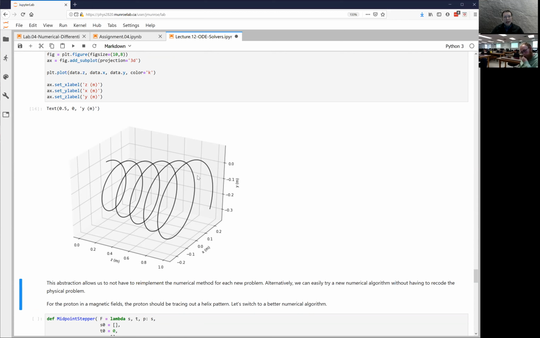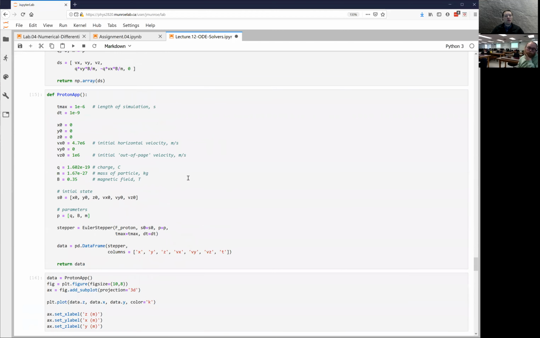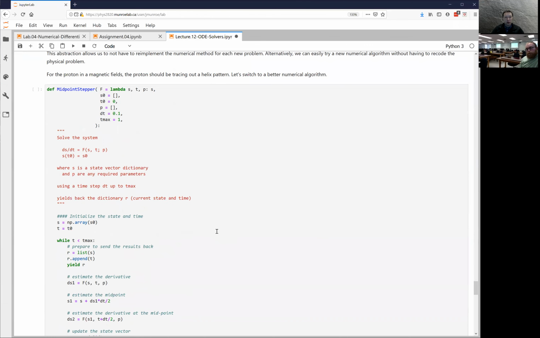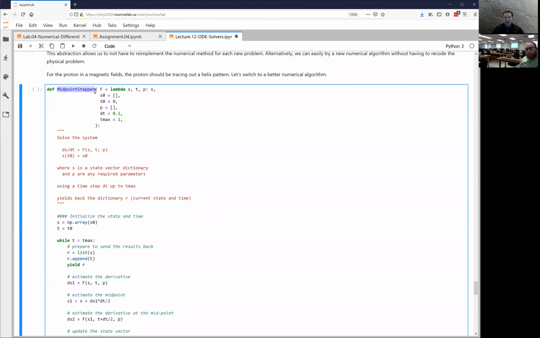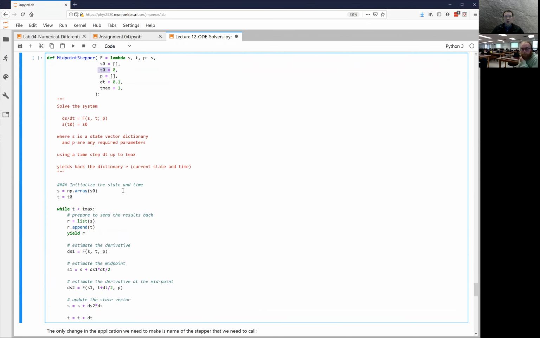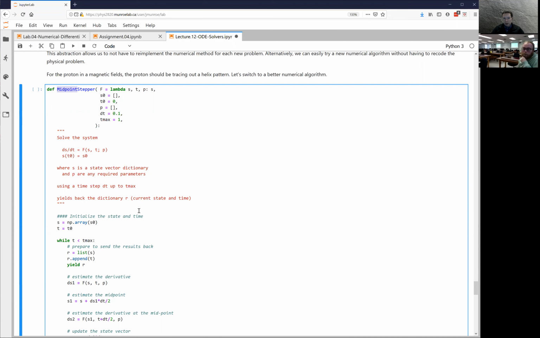So what we can do is take the exact same dynamical problem, the same physics, and swap out the numerical solver. So notice that we've already written up our right-hand side. We're not going to change that. We're going to use exactly the same right-hand side and not touch it. But now I could write an application that uses a midpoint stepper. And again, this is a completely abstracted numerical method that takes in the same arguments. It takes in a generic function, an initial state, initial time, and it solves it not using the Euler method, but using the midpoint method, which is why I'm calling it midpoint stepper.